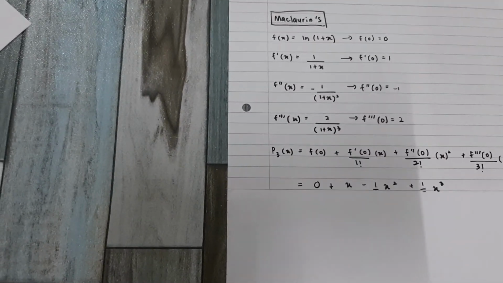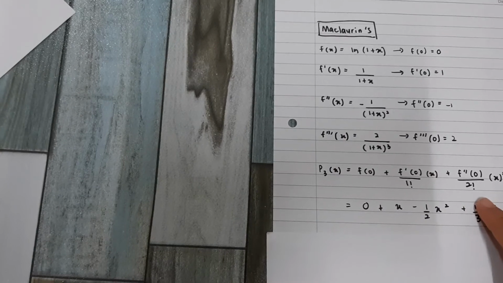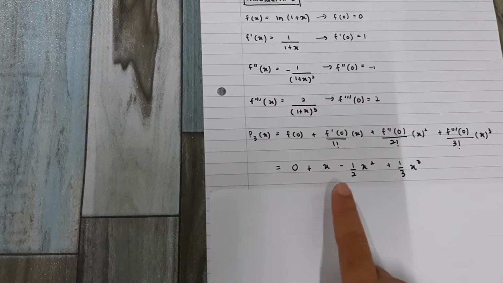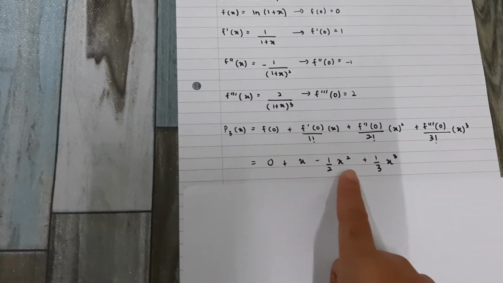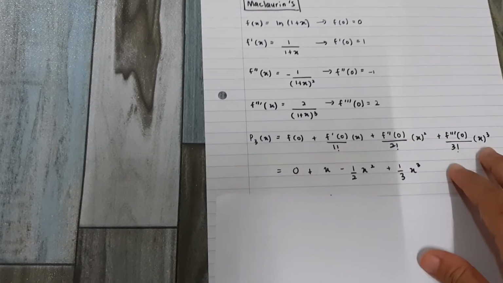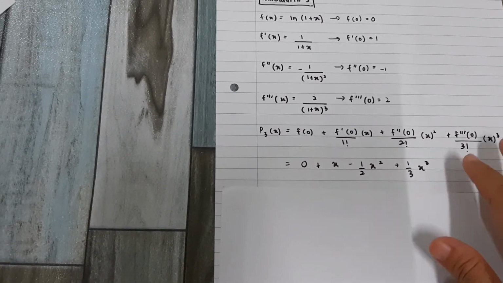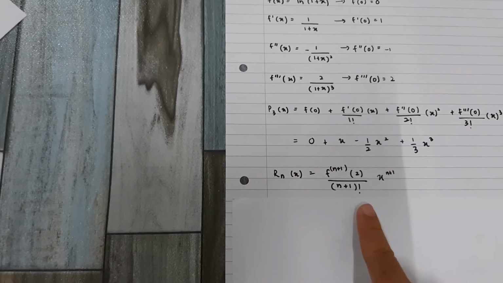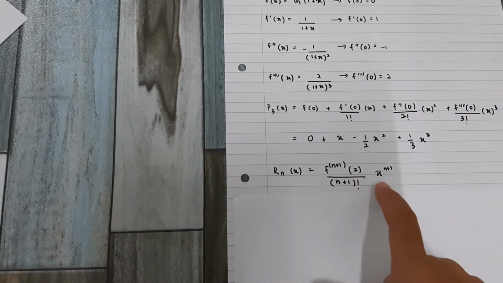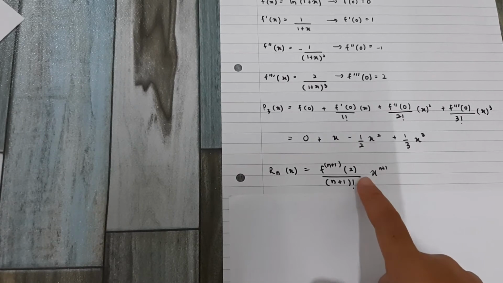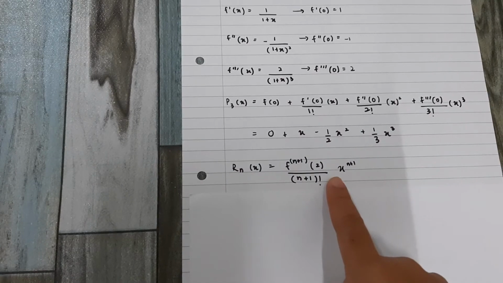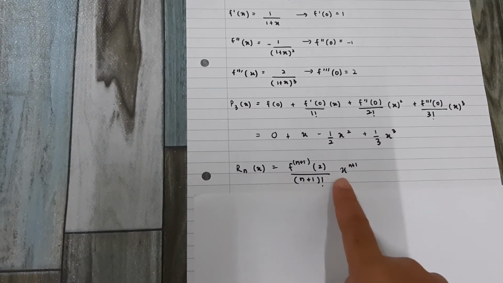Then we write the polynomial. It is equal to 0 plus x minus 1 over 2 x squared plus 1 over 3 x cubed. So that is the Maclaurin polynomial. And the remainder also has a different formula. The difference here is that in Taylor's it is x minus a, but in the Maclaurin we use x only because we are centered at 0.